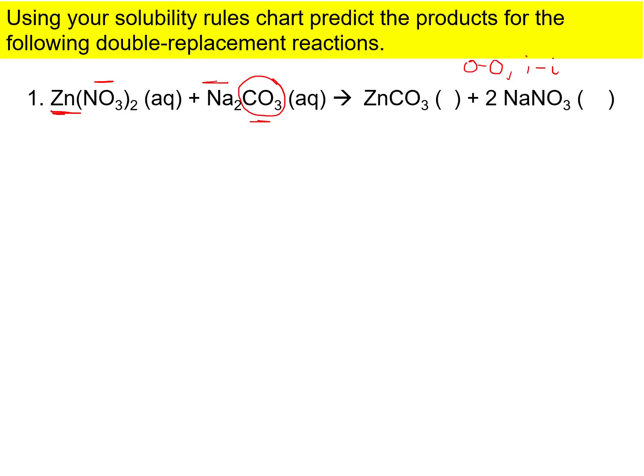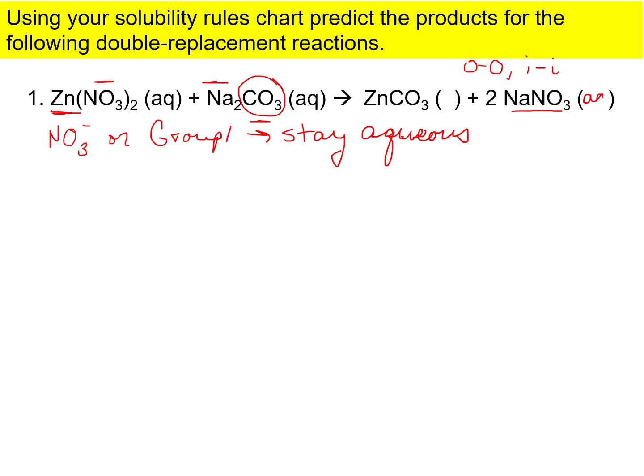So now we have to figure out if we have a precipitate or not. So remember, one of the big ones that was in the solubility chart was that if it had nitrate or group 1, alkali metals, cations, then it is going to be soluble. It's going to stay aqueous. So that means this guy over here, it's got both of them, is going to be aqueous.